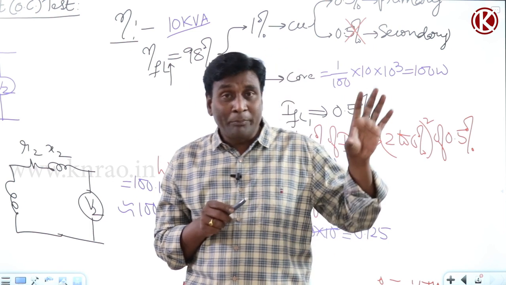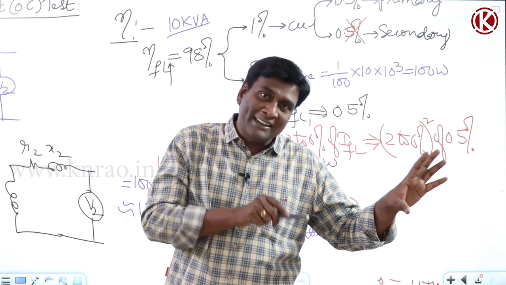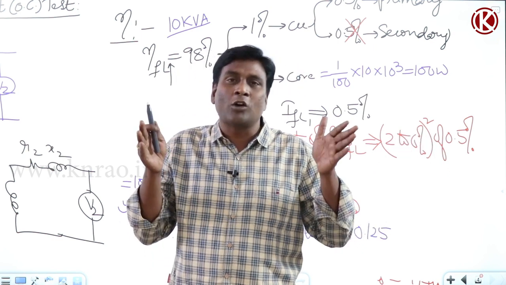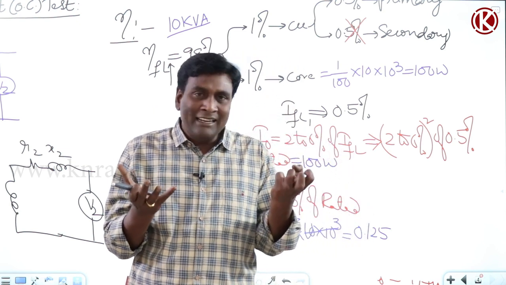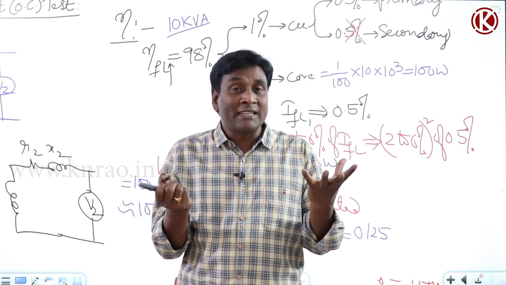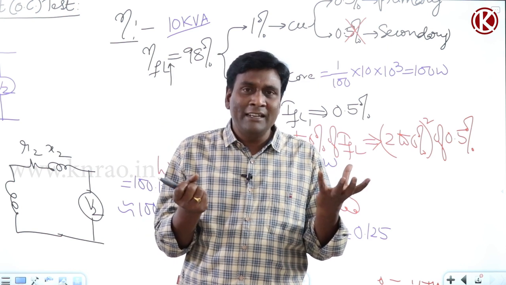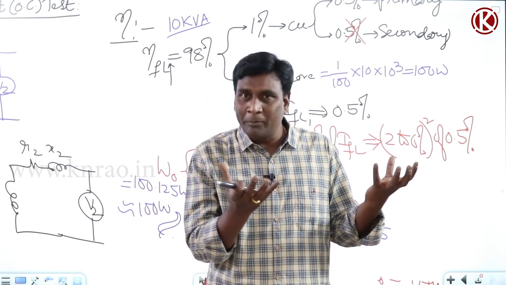So in a practical transformer, when the secondary copper winding and the primary are both operating at rated conditions, total copper loss is going to be 1%. That means secondary copper loss plus primary copper loss is 1%: secondary 0.5% and primary 0.5%. This is the practical case.